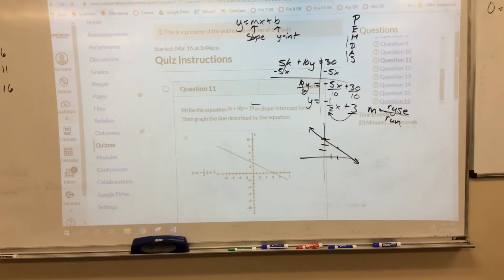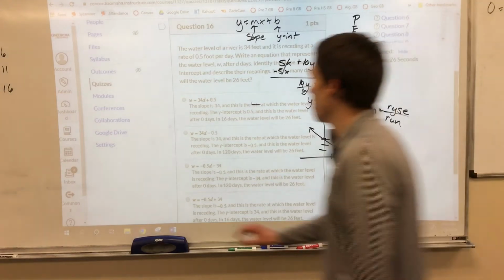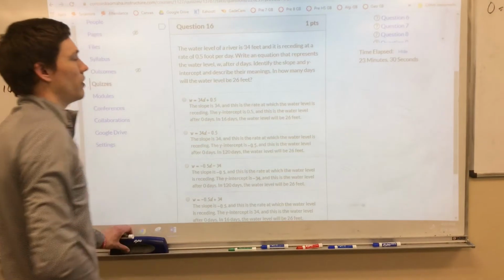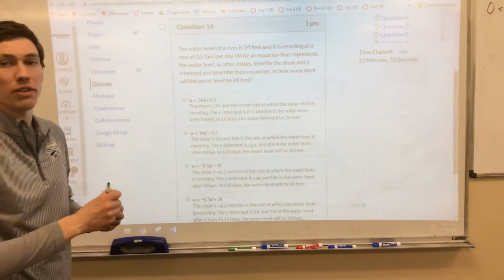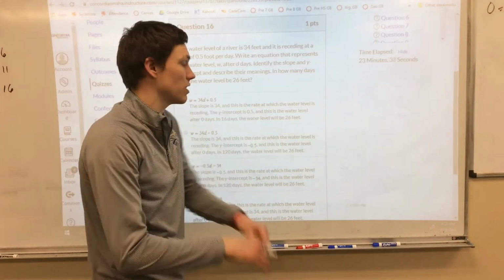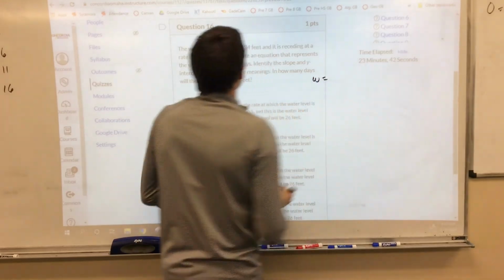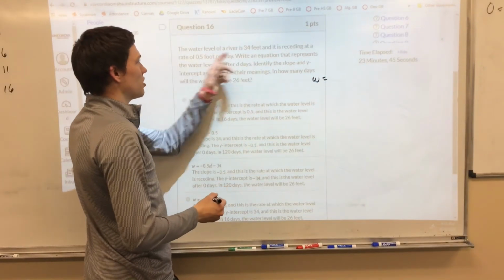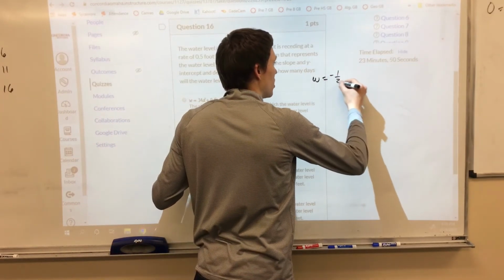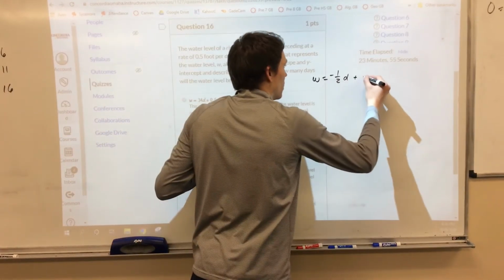This is a good word problem. The water level of a river is 34 feet, and it's receding at a rate of 0.5 feet per day. Receding, so that means it's decreasing, so it's going to be a negative. It says per day, so the water level starts at 34 and it's receding at 0.5 feet per day. So the water level equals negative 0.5 times the number of days plus 34.